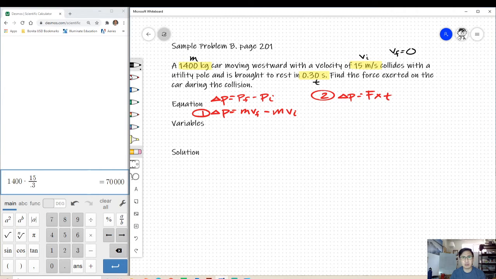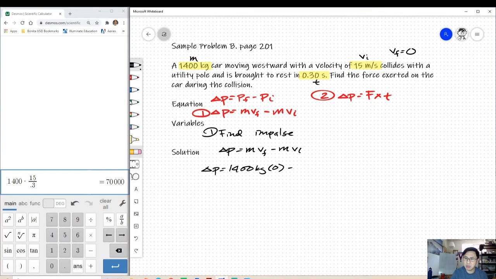It wants to find the force, but really, we should first find the impulse. So here, number 1, find the impulse. To find the impulse, I'm going to use equation 1. Delta P is equal to m v final minus m v initial. I'm just going to do some plugging in. Delta P is equal to 1,400 kilograms times v final, which is 0, minus 1,400 kilograms times v initial, which is 15 meters a second.